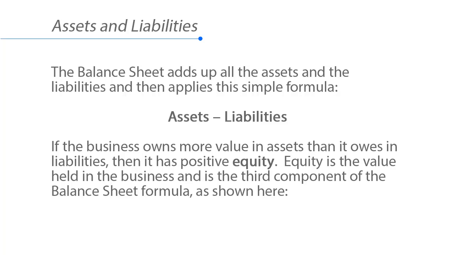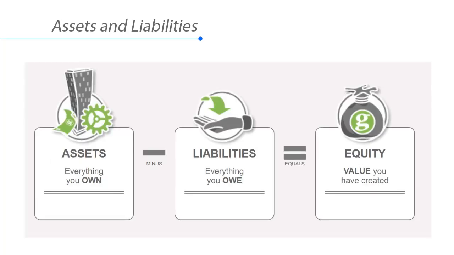If the business owns more value in assets than it owes in liabilities, then it has positive equity. Equity is the value held in the business and is the third component of the balance sheet formula, as shown here. Assets are everything you own, minus liabilities, everything that you owe, equals equity, the value you've created.